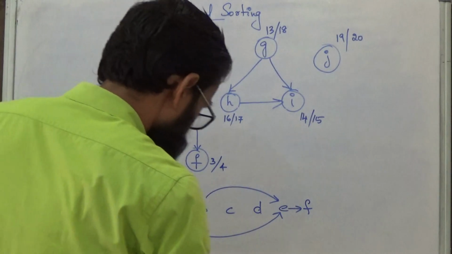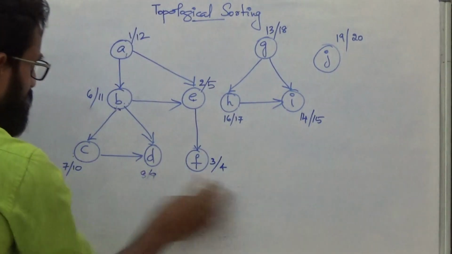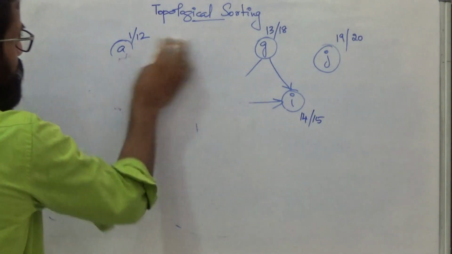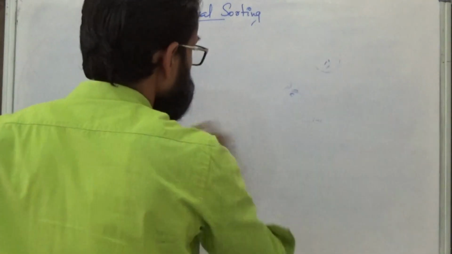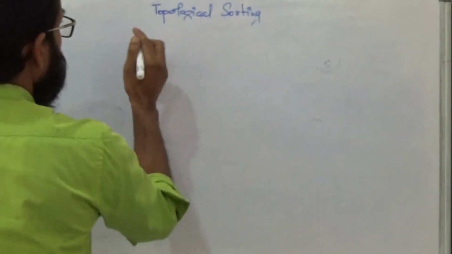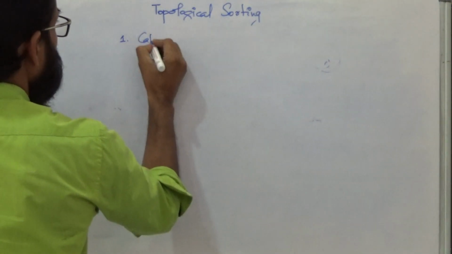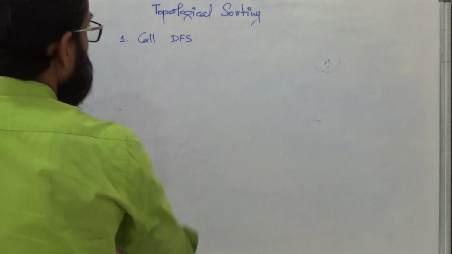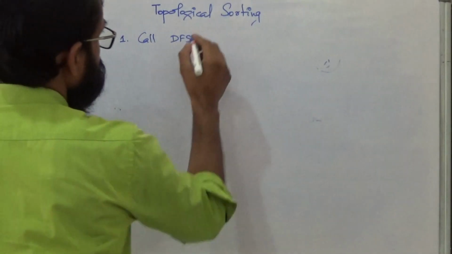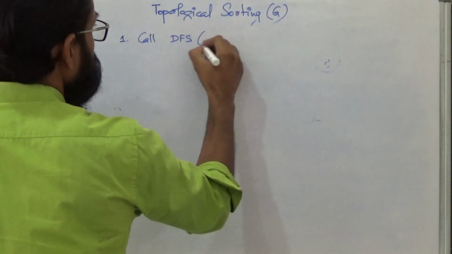Now you can move on to the analysis of topological sorting algorithm. So topological sorting, what is the first step? First step is called DFS. So topological sorting of graph G, call DFS in G.